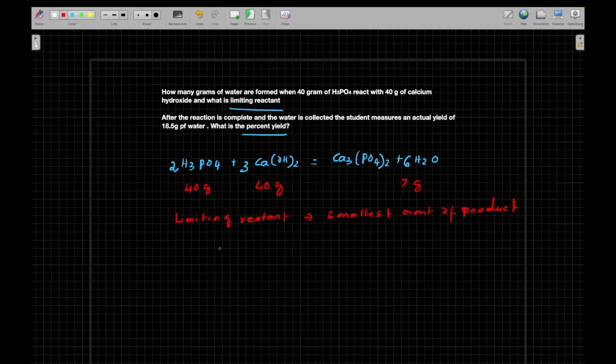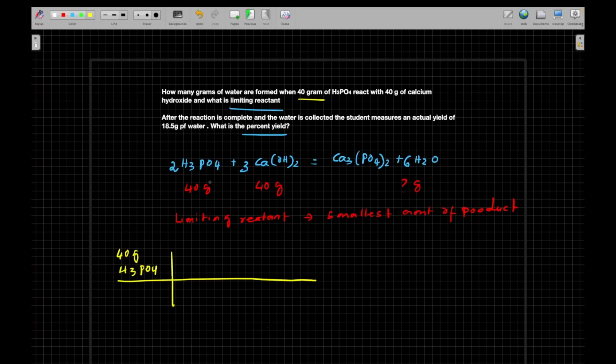From the definition, the limiting reactant is the reactant which produces the smallest amount of the product. So, first find out with the phosphoric acid. We will fit the information from the word problem using the bridge technique. So, 40 gram of H3PO4 has been used in the reaction.